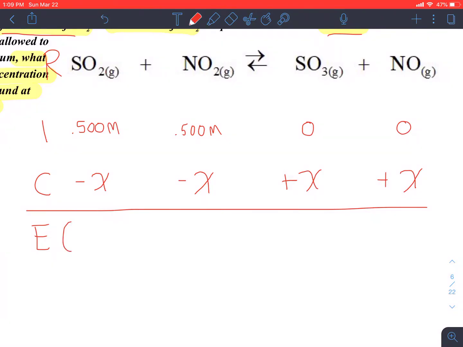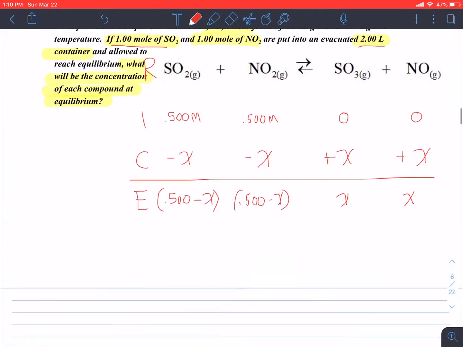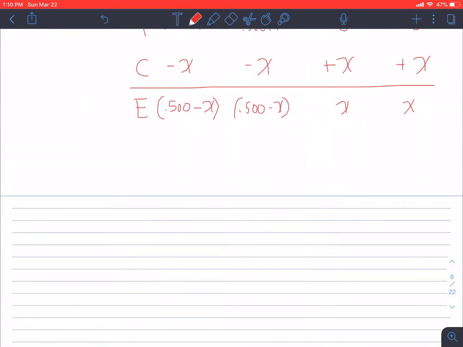And then we're going to add our equation down. So we know at equilibrium, SO2 is going to be 0.500 molar minus X. NO2 is going to be 0.500 minus X. SO3 is going to be X. NO is going to be X. Now what we're going to have to finally do is find the value of X.